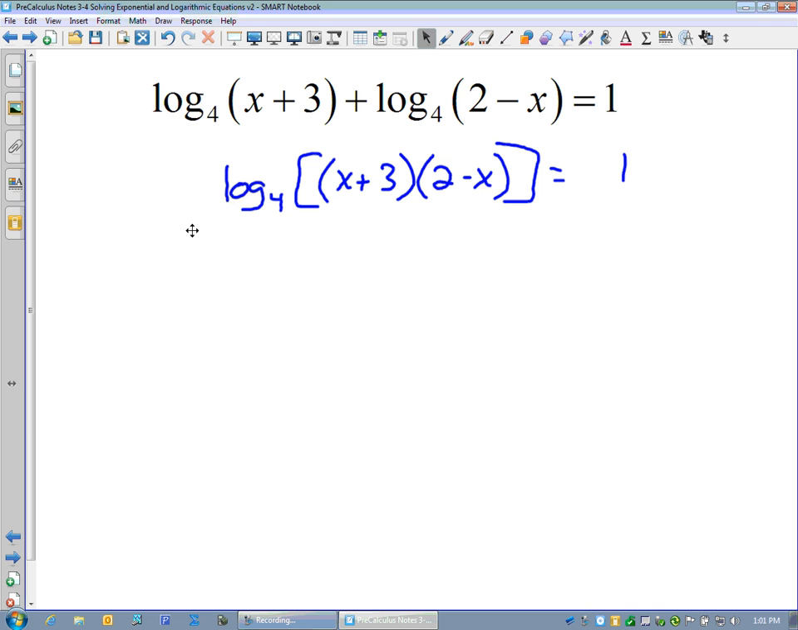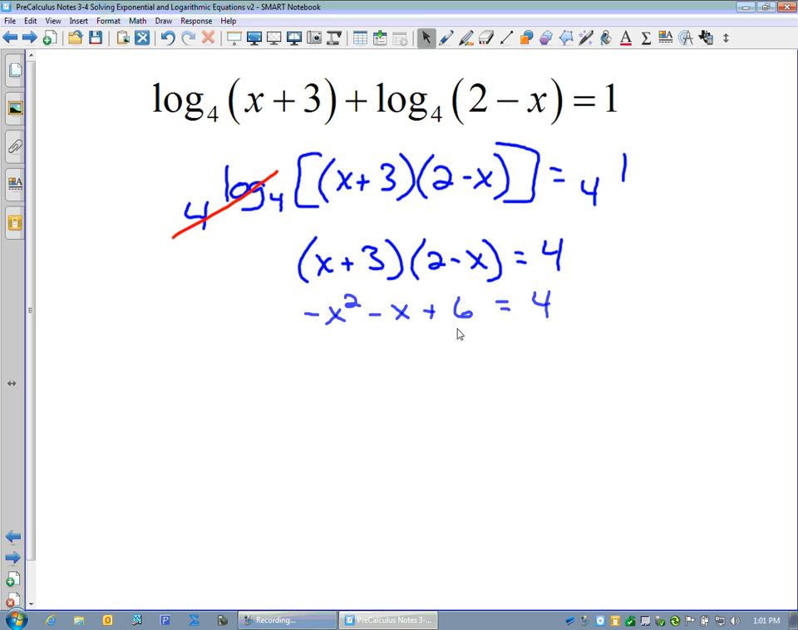And then to undo that log, we're going to use exponentiation. I can choose whatever base I want. So I'm going to choose base 4. So we exponentiate both sides with 4. On the left side, I have a nice little cancellation. So therefore, just what we had in the argument, which are those two parentheses, equals 4 to the first power, which is just 4. If I multiply this out, if I distribute that, I get this trinomial, negative x squared minus x plus 6, and then the right side is just 4.